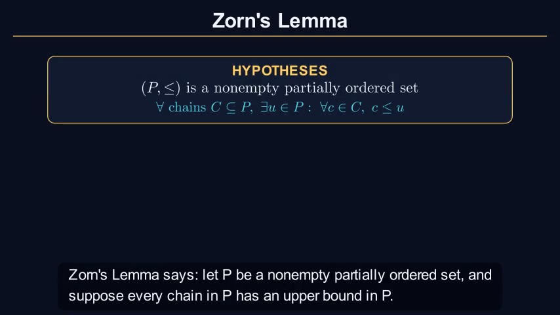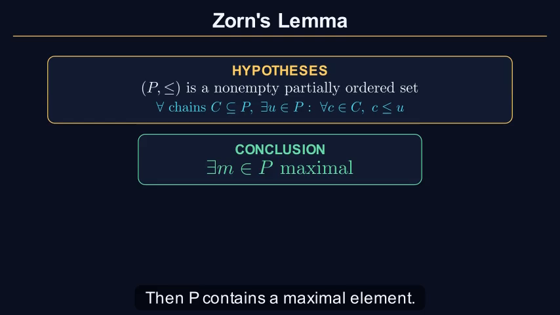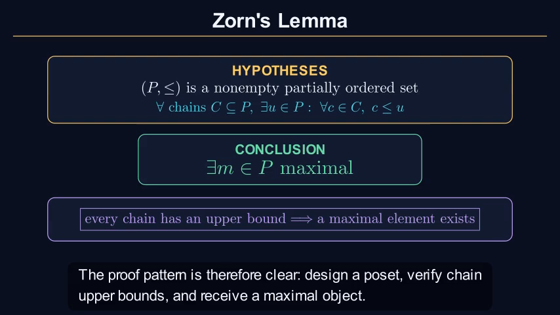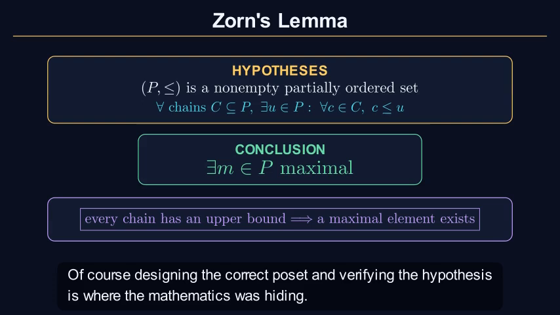Zorn's lemma says, let P be a non-empty partially ordered set, and suppose every chain in P has an upper bound in P. Then P contains a maximal element. The proof pattern is therefore clear. Design a poset, verify chain upper bounds, and receive a maximal object. Of course, designing the correct poset and verifying the hypothesis is where the mathematics was hiding.